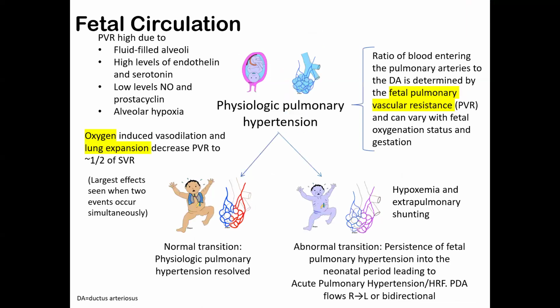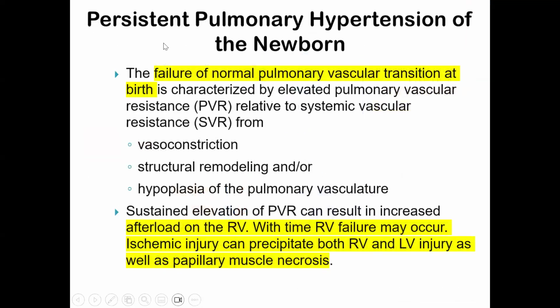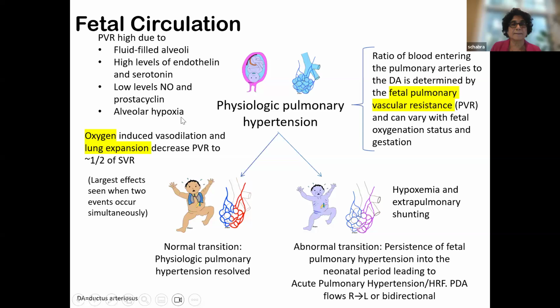So what happens over here is the ratio of the blood that enters the pulmonary arteries or the ductus is determined by pulmonary vascular resistance and can vary with fetal oxygenation status, which again brings us to the point that this is all dynamic. You have fluid-filled alveoli here and high PVR, high levels of endothelin and serotonin, and low levels of the dilators nitric oxide and prostacyclin, and alveolar hypoxia.